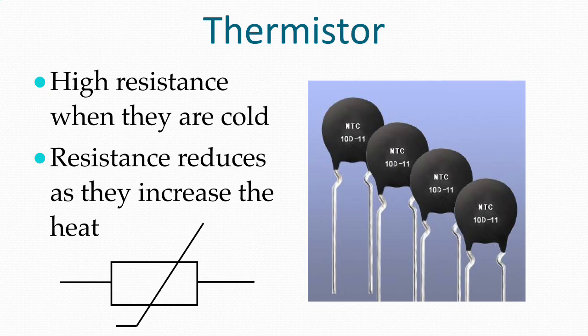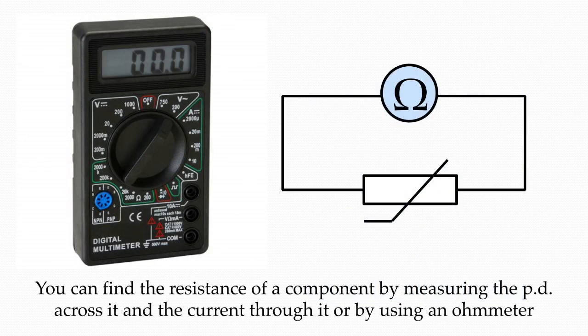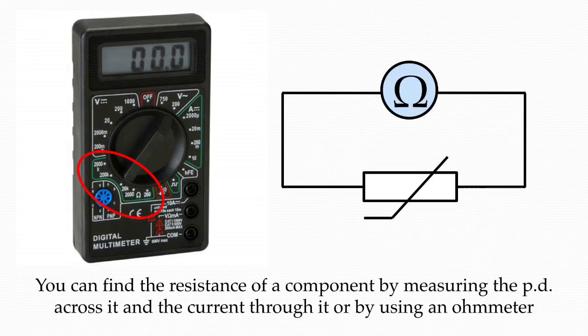Thermistors are made from semiconductors. They have a high resistance when they are cool, but when they get hotter, their resistance drops. We've already seen how you can use an ammeter and voltmeter to find the resistance of a component. But what you can also do is use something called an ohm meter. Now, an ohm meter measures resistance directly. So if you connect a thermistor to an ohm meter and then vary the temperature, you can measure the change in resistance with temperature. Or you can use a multimeter set to the ohm meter setting, as you see here at the bottom left-hand corner of the ohm meter.